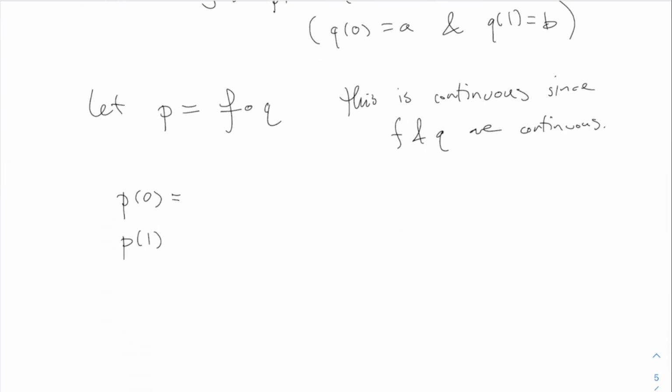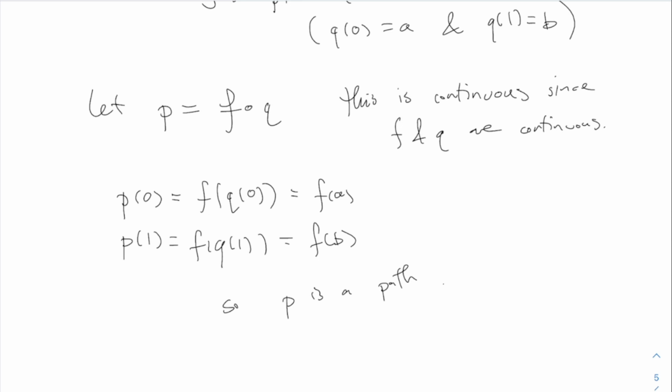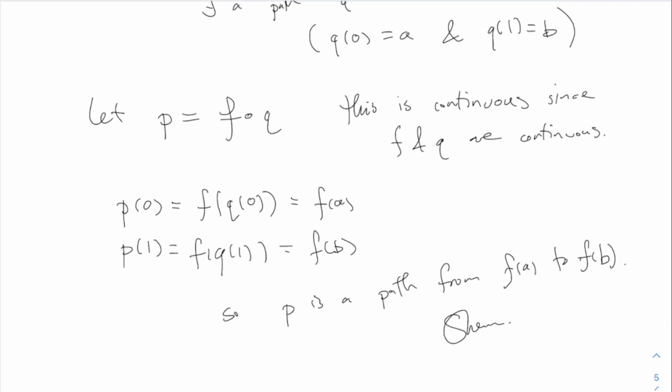But we can just plug this into definitions. This would be f of q of 0, because that's what p is. And then I believe I said already, you can see it at the top there, q of 0 is a. So that is f of a. And this one, p of 1, would be f of q of 1, and q of 1 is b, so this is f of b. So p is a path from f of a to f of b, and that's it. That's what we wanted to find, a path from f of a to f of b. So it all works out nicely.